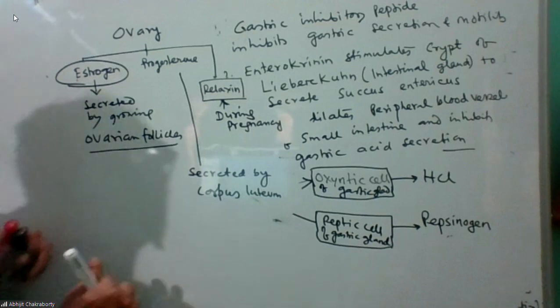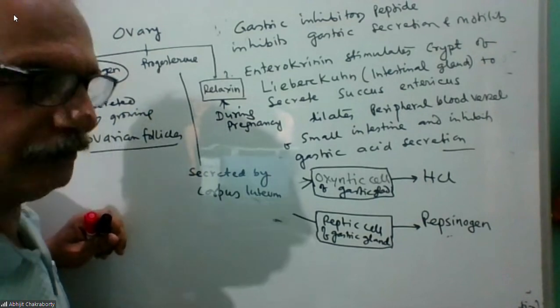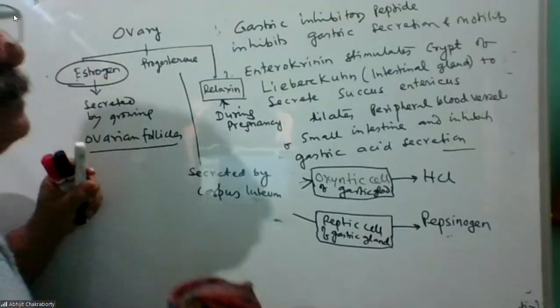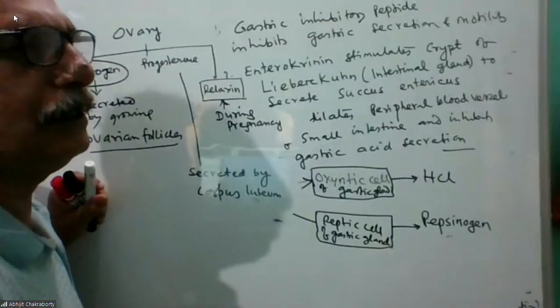So this is what about the estrogen. Clear? Now after the test, the ovary is completed. Already testis complete. Testis includes androgen, which is secreted from it.